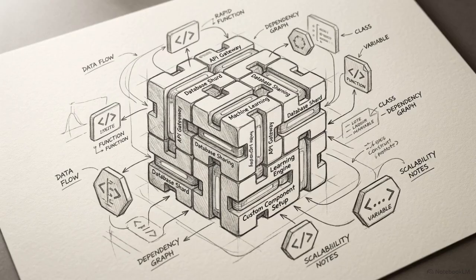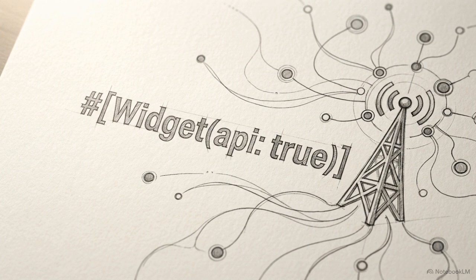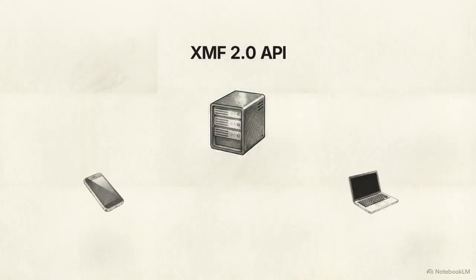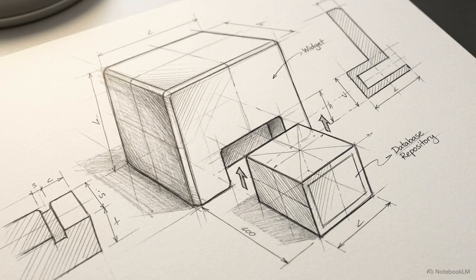Let's start the foundation. Create a new PHP class in your module that extends abstract widget and implements the widget interface. Above your class declaration, add the @widget attribute. Including the API true parameter here triggers auto-discovery and instantly enables REST API access. A REST API is a standardized interface that allows external applications to request and interact with your data over the web.